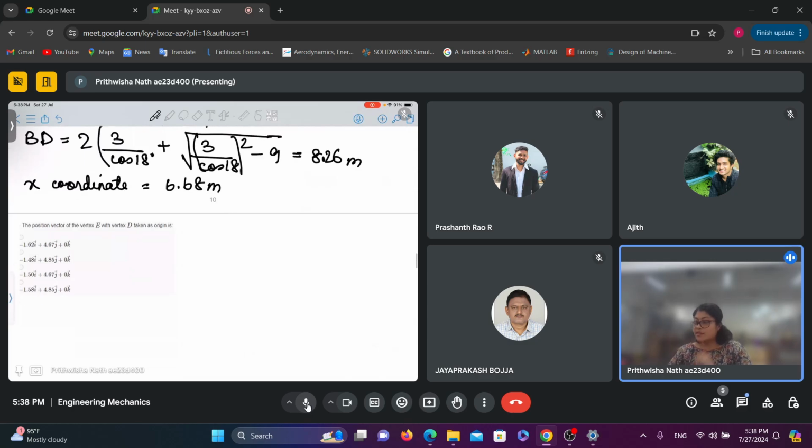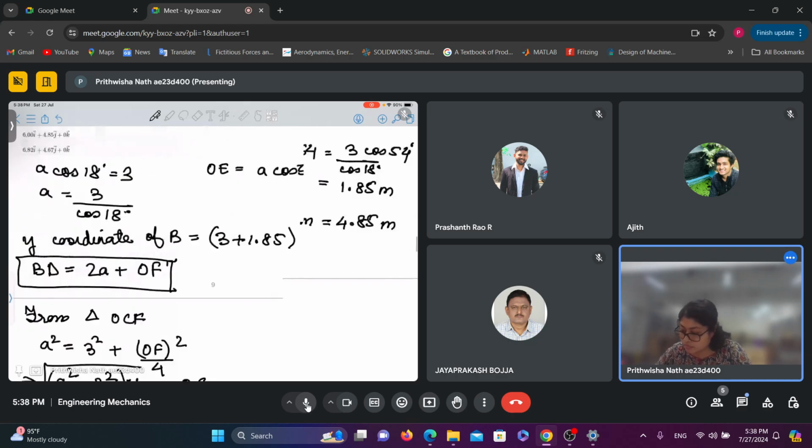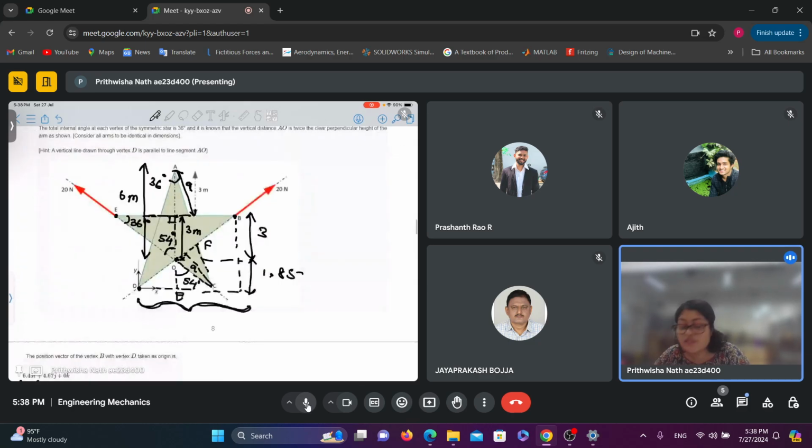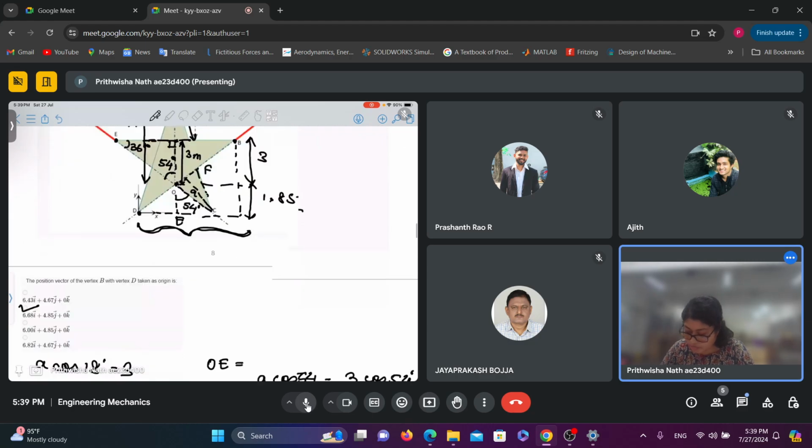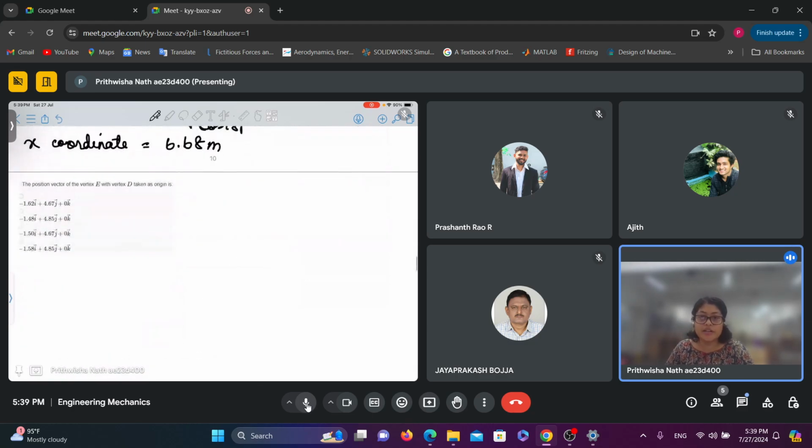Now it is asked to find the position vector of the vertex E with vertex D taken as the origin. Now we need to find the position vector of this point with respect to this vertex D. Since B and E lie at the same height, the y coordinate will remain the same, that is 4.85. So the y coordinate of both point B and E will remain the same.